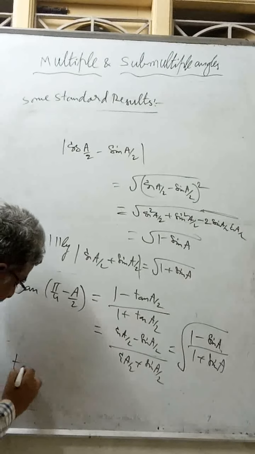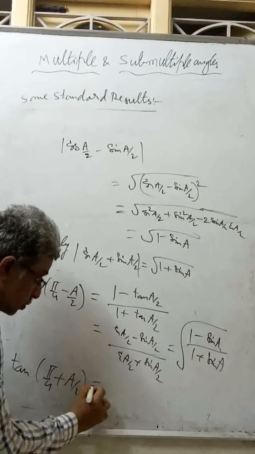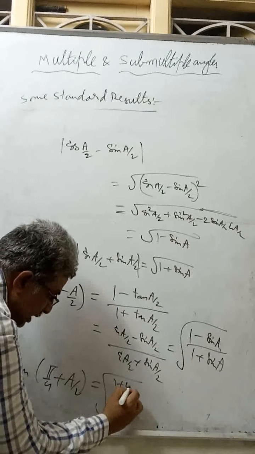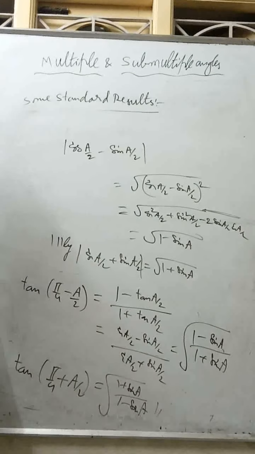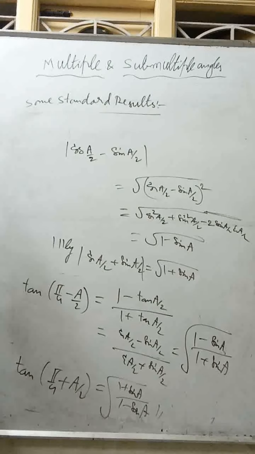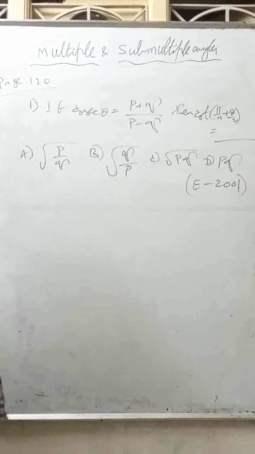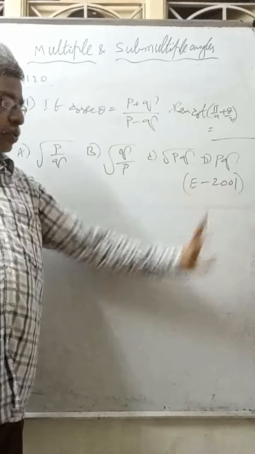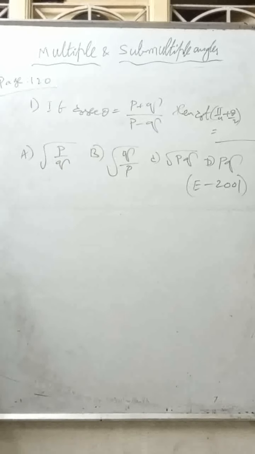So what I want to say is tan of pi by 4 plus a by 2 equal to root of 1 plus sin a by 1 minus sin a. I can write equal to p plus q by p minus q. Then cot of pi by 4 plus theta by 2 equal to how much? Given in MCET 2001. Now we will discuss some of the MCET questions, previous MCET questions and JEE questions.